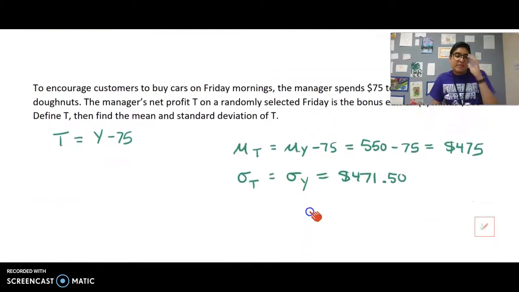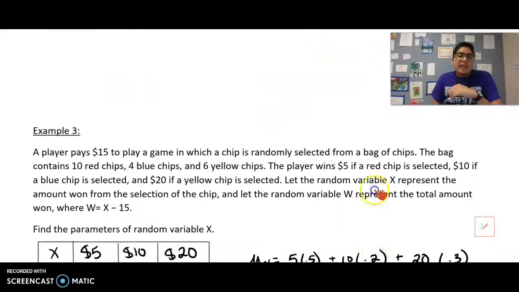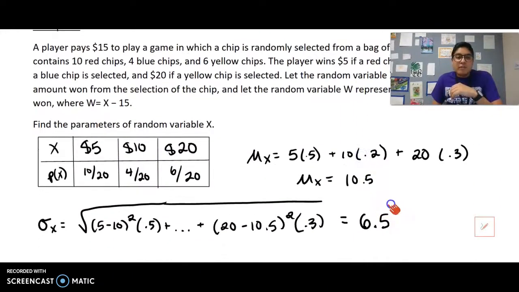Here, in order to incentivize customers, we need to pay out and get some donuts and coffee. But that's going to cost us $75 of what we're making from the bonuses. So we're going to subtract that each time, giving me again my new parameters. Here in example 3, we created the following distribution by looking at the amount of money won and the probability that each of those amounts is won. We find our expectation as well as our standard deviation of 10.5 and 6.5.